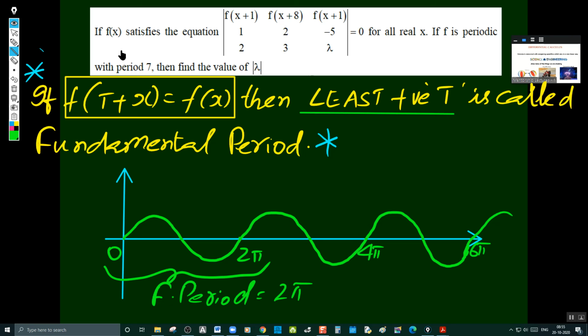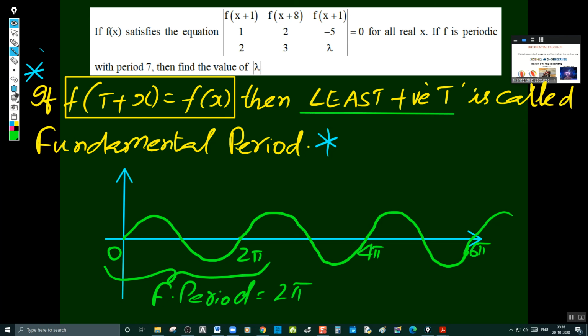Sorry, the two positive. Lambda will be 4. Yes, lambda equals 4, sir. Good. You did it. This is what I'd like to revise, the period of any function, the fundamental period.